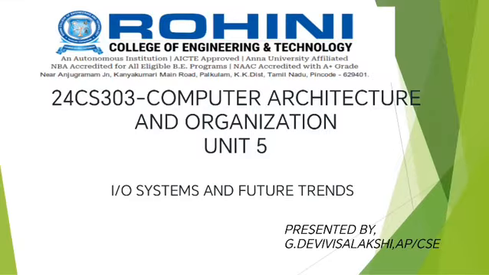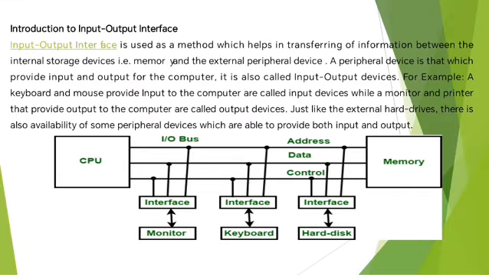In this unit 5, we are going to discuss how the input-output interfaces communicate. It is used to communicate with the help of the CPU as well as the memory. The input output interface is a method which helps the transferring of information between the internal storage devices, memory, and the external peripheral devices. The external peripheral devices provide input and output for the computer. They are also called input output devices.